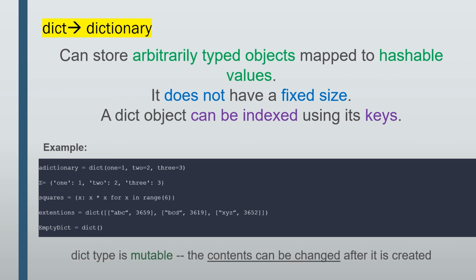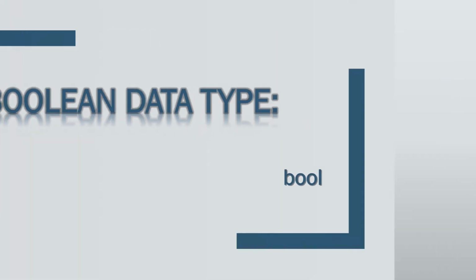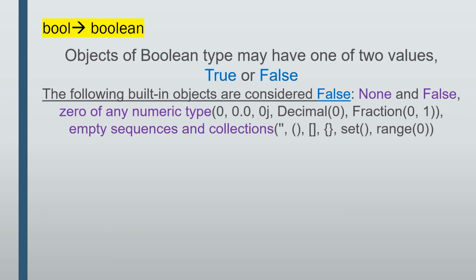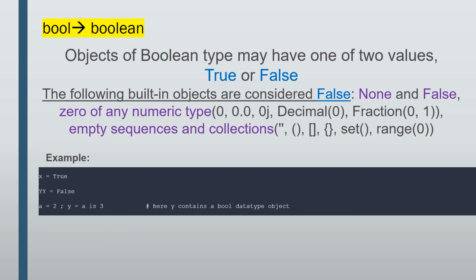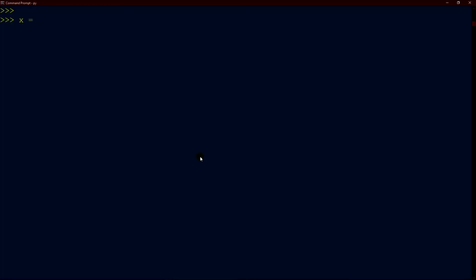So a dictionary object is mutable and its content can be changed. Now the Boolean data type, bool. The bool or Boolean data type can have only two values, true or false. Normally in Python, true is associated with 1 and false is associated with 0. Any comparison operation in Python results in a bool object. If you assign true or false directly to any variable, the variable will be a Boolean type object.